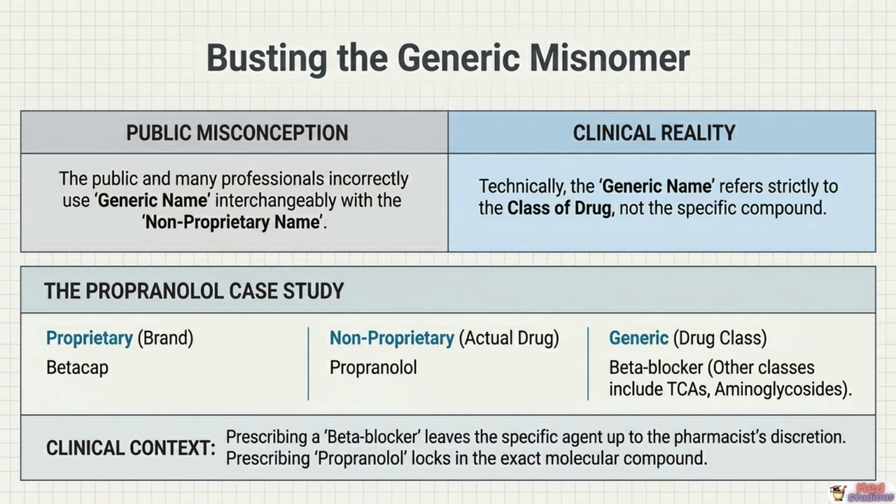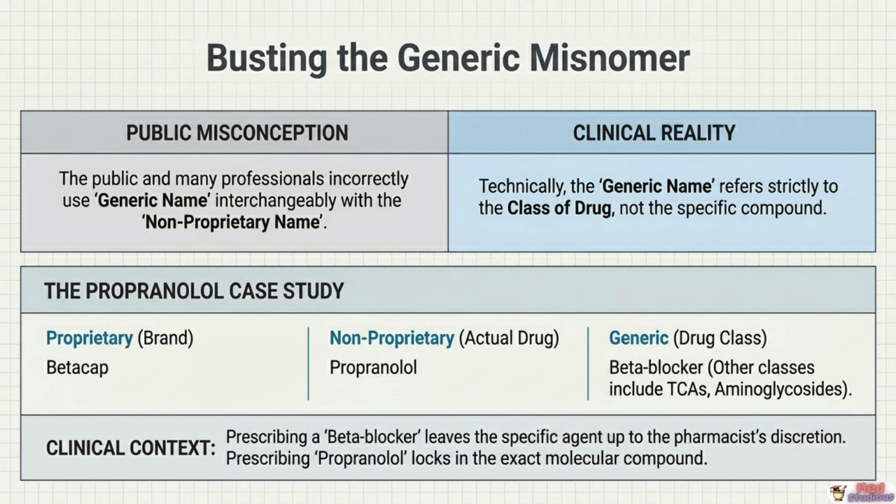We now arrive at a nomenclature distinction that trips up not only medical students, but also many practicing healthcare professionals: the precise and frequently misunderstood meaning of the term generic name. In everyday clinical conversation, and even in many textbooks, the term generic name is used interchangeably with non-proprietary name, meaning the specific internationally approved name of a particular active pharmaceutical ingredient, such as propranolol or amoxicillin. This usage is extremely widespread. However, it is technically incorrect, and understanding the distinction has real clinical consequences.